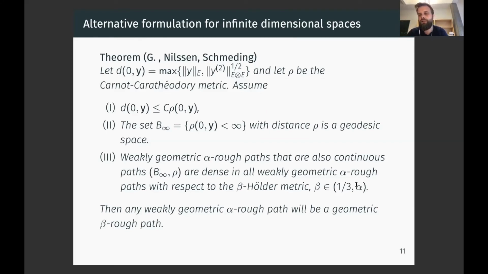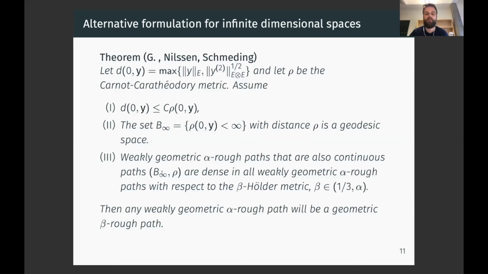So you can think of it this way: rather than considering the signatures of curves of bounded variation, this result says that if I have the first two, I'm allowed to prove density with respect to a larger class of functions. Note that in the Hilbert space setting, this set B infinity will be dense, but not everything.